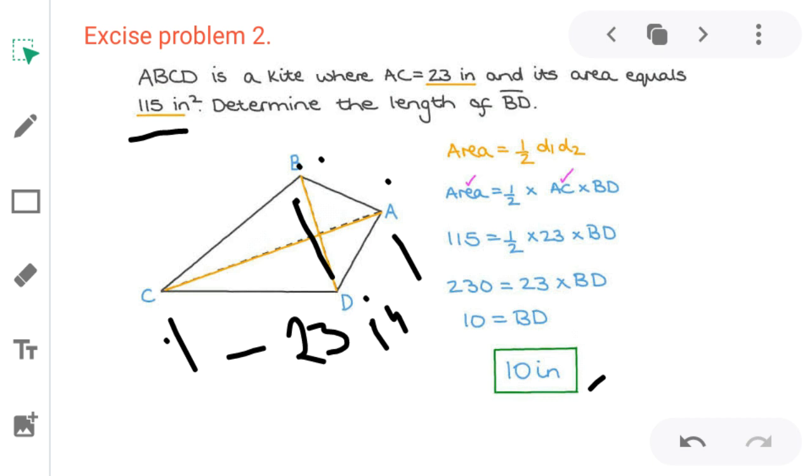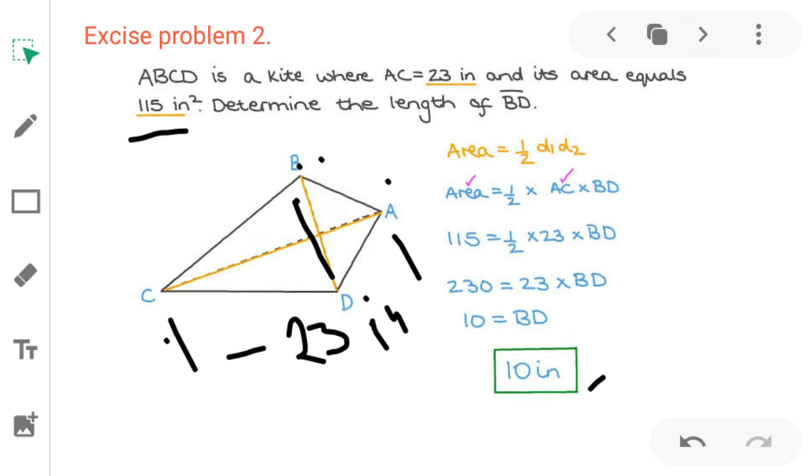Here in the problem of the kite, the area of the rhombus is given by the formula half into diagonal 1 into diagonal 2, d1 d2, it's simply indicated here. Diagonal 1 is usually the larger one. AC is the larger one, it is given as 23 centimeter, and we have to find the smaller diagonal, it is BD here. By cross multiplication we get the answer BD as 10 inches.